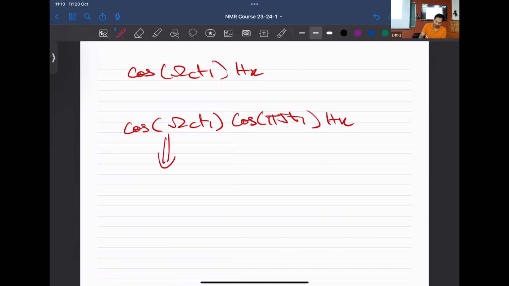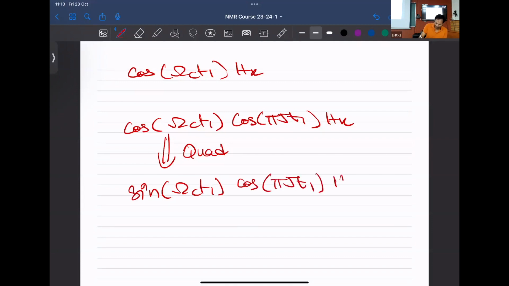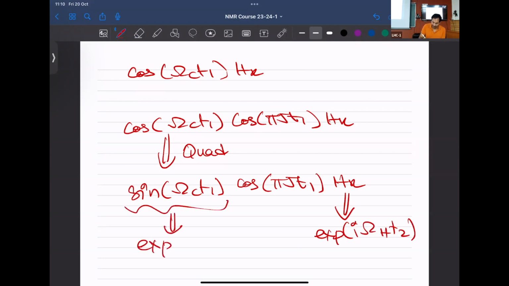You will always do quadrature for this by repeating the experiment by changing the phase of the first 90 pulse in the carbon channel. Therefore, you will get the sine omega c T1. If you repeat the whole thing, you will still have only cos there. Okay. Therefore, this part will give you exp I omega h T2. That's what is following. This part together with quadrature detection will give you exp I omega c T1. The part that's going to remain is cos pi J T1, right?